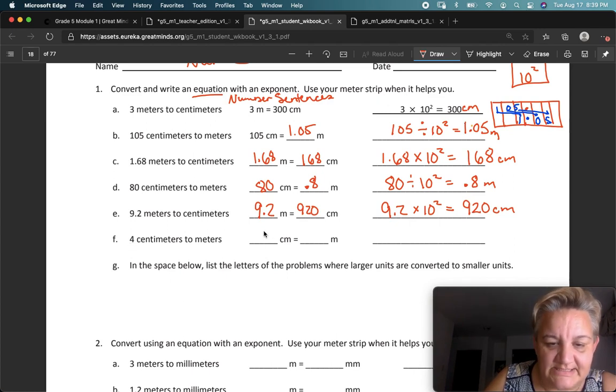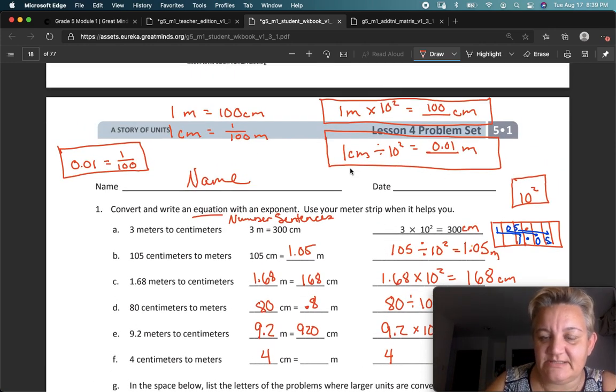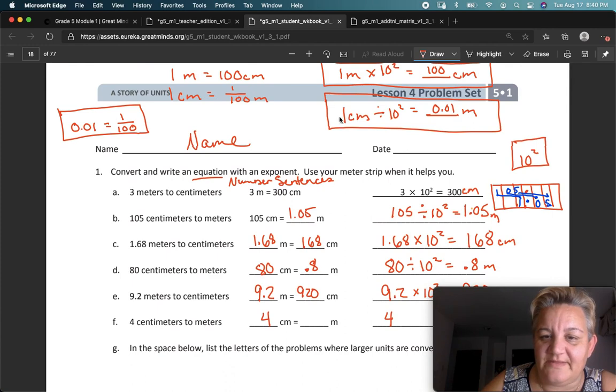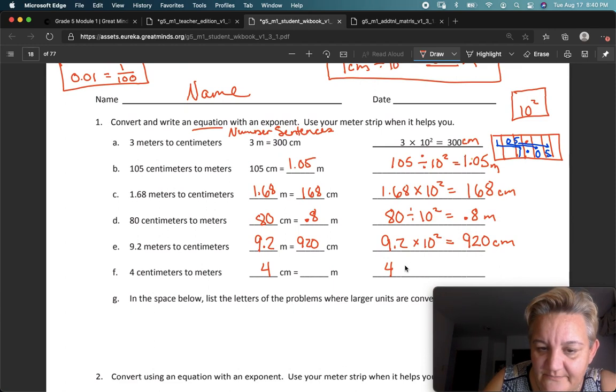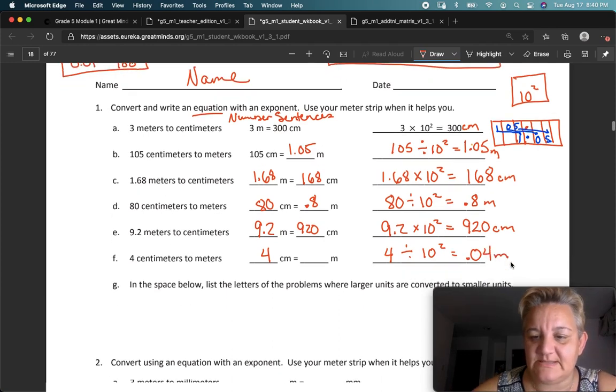4 centimeters, oh, that's little. 4 centimeters to meters, so centimeters to meters, that means I'm going to divide. And if you see the pattern already here, if you just put a 4 in there instead, you would know that the answer is 400ths, right? So 4 centimeters divided by 10 squared equals 0.4 meters, or 400ths of a meter.